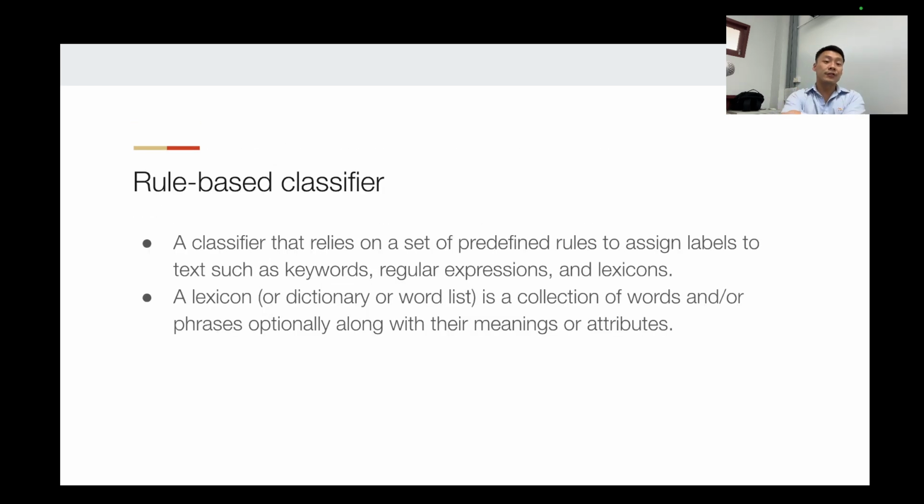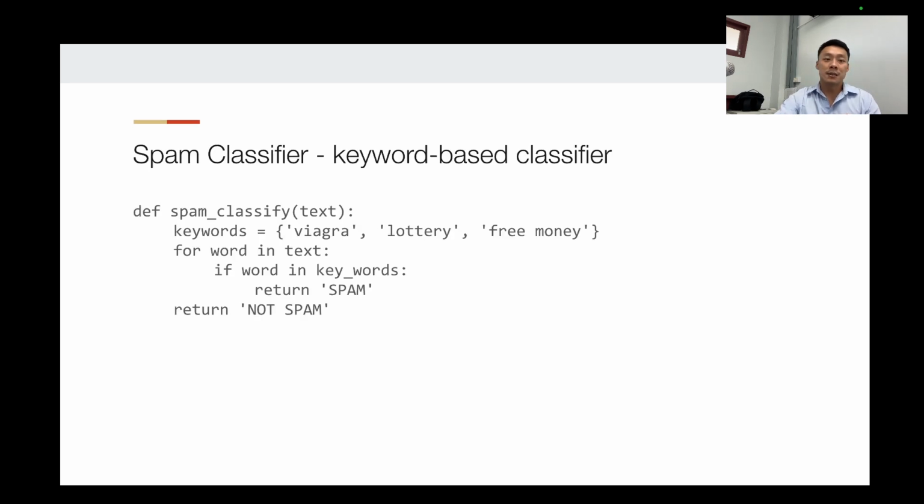Or, another thing is lexicon. You can use lexicon for that as well. So lexicon means a word list. Let me give you some examples why those can be useful. Oh yeah, spam classifier. We still do this as well, right?